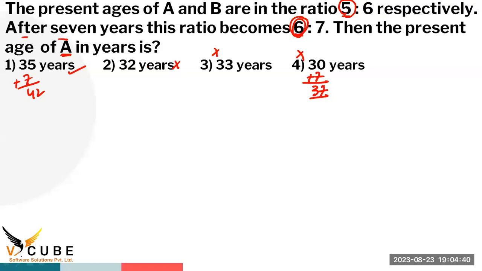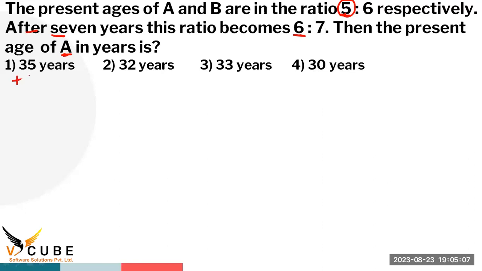I think yesterday this type of problems was completed, guys. Find out the present age of A. Present A is how many parts? 5 parts. After seven years, A is how many parts? 6 parts. Go through option verification. What is the first option? 35. 35 is a multiple of 5? Yes, 5 sevens are 35.